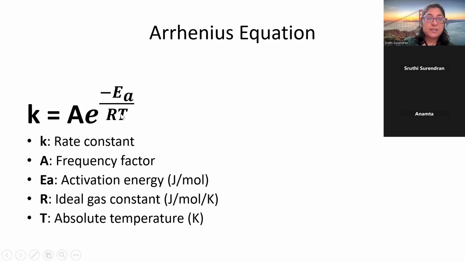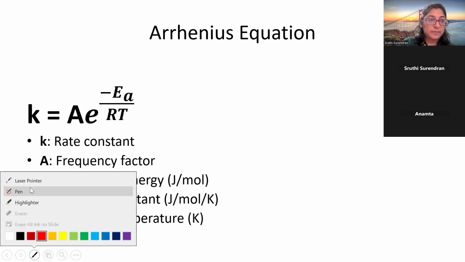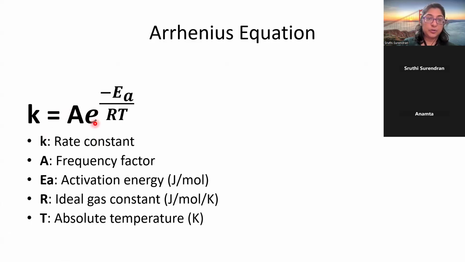The Arrhenius equation is given by this formula here: k = A e^(-Ea/RT). Now, k is the rate constant, A is the frequency factor, Ea is the activation energy, R is the ideal gas constant, and T is the absolute temperature in Kelvin. When we talk about T over here, we are talking about the temperature of the leaf, because we are dealing with the photosynthetic response in leaves.